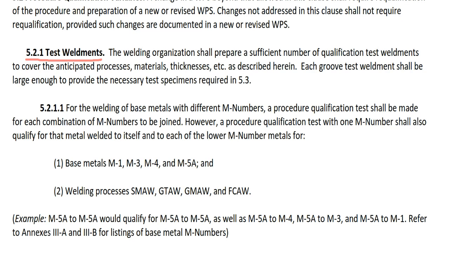5.2.1 Test weldments. The welding organization should prepare a sufficient number of qualification test weldments to cover the anticipated processes, materials, thicknesses, etc., as described herein. Each groove test weldment should be large enough to provide the necessary test specimens required in 5.3.